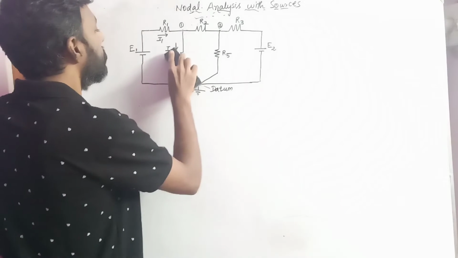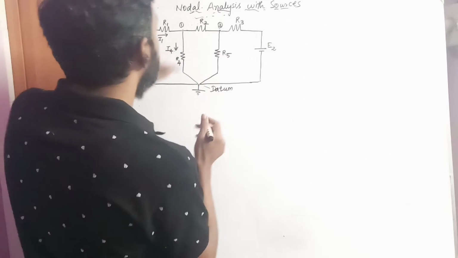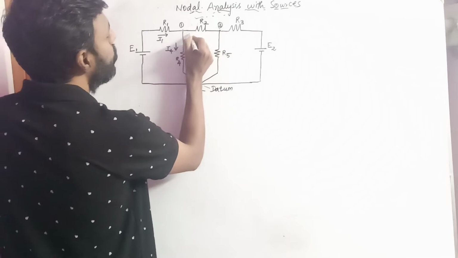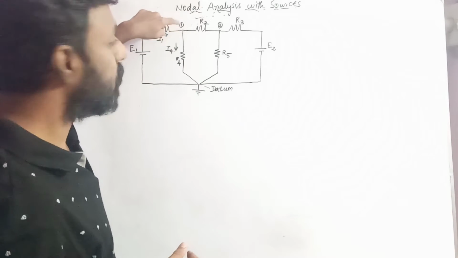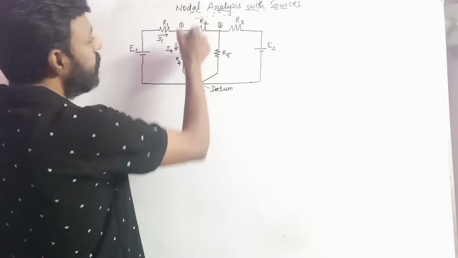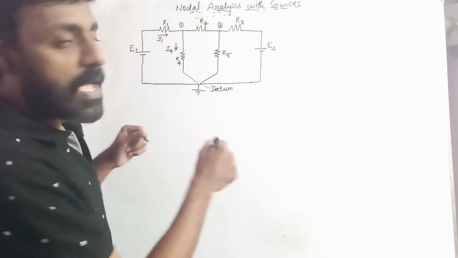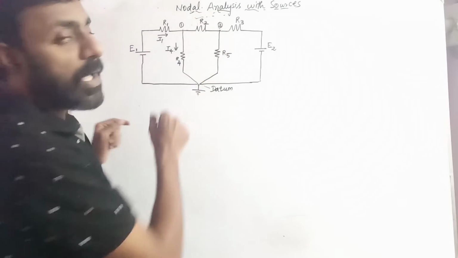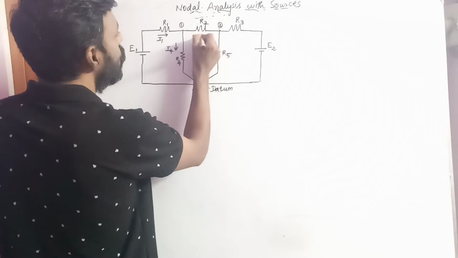Again, let us assume another current I2. When this current I1 reaches the point junction 1, which is called the nodal point, the current divides into two values and each current flows through individual branches. So I1 is being divided into I4 and I2.